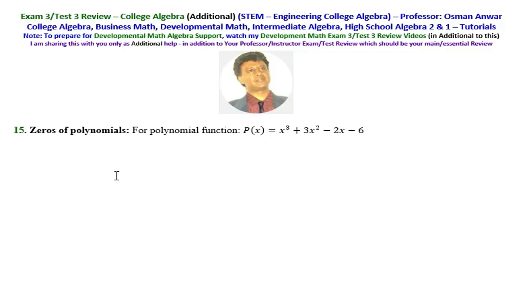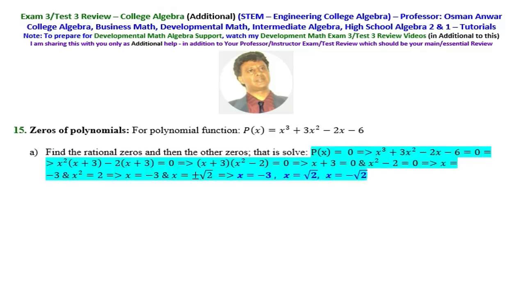Number 15 is zeros of polynomials. For the polynomial function p of x equals x cubed plus 3x squared minus 2x minus 6. A, find the rational zeros and then the other zeros. That is, solve p of x equals 0. That is x cubed plus 3x squared minus 2x minus 6 equals 0.